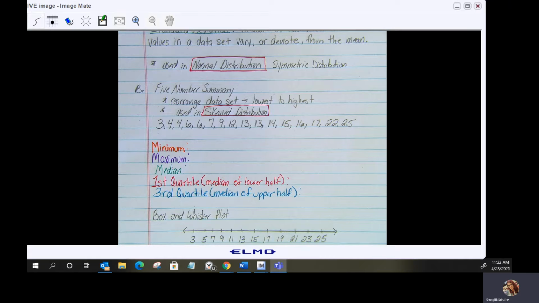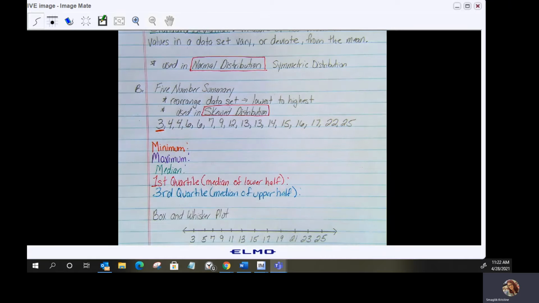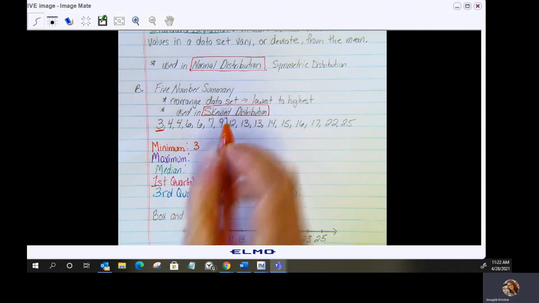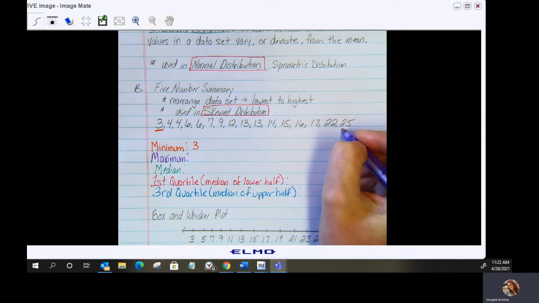My minimum, that's going to be your lowest value. So my lowest value is 3. My highest value, the maximum, is 25.